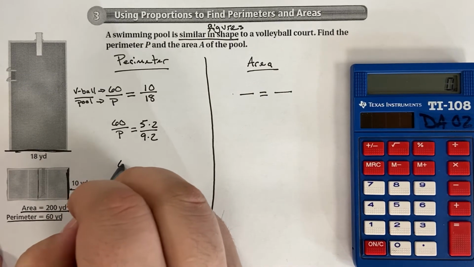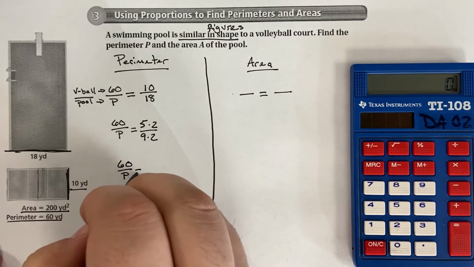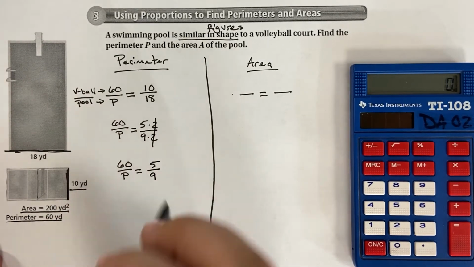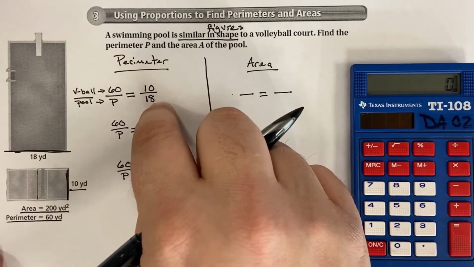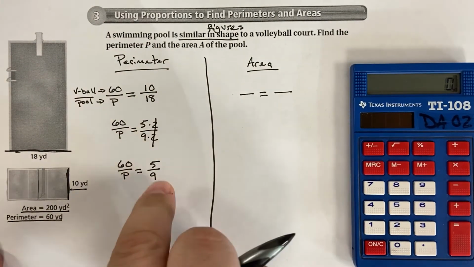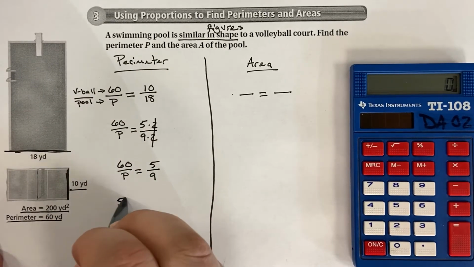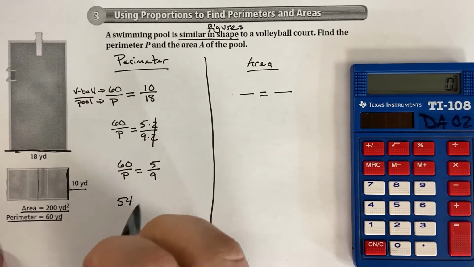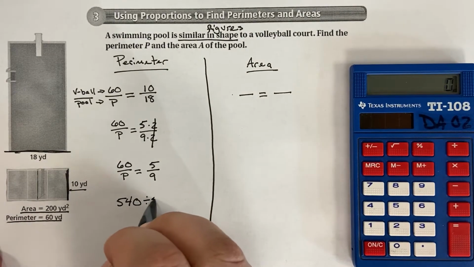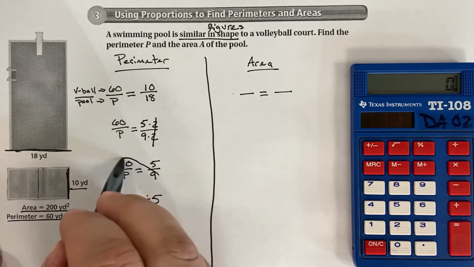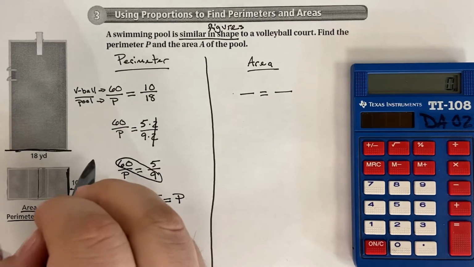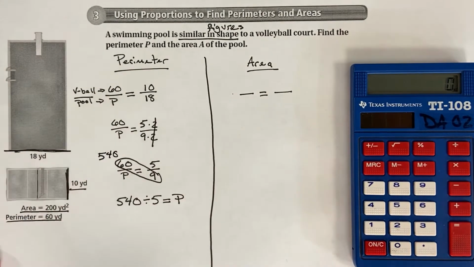And that means that 60 over P is also equal to, because these 2's cancel, just 5 over 9. Now I have smaller numbers. I don't have to worry about multiplying by 18. I can multiply by 9, and I know 9 times 6 is 54, and I have a 0, and then I'm going to divide by 5. By the way, this is going to equal my perimeter because this is my 540.